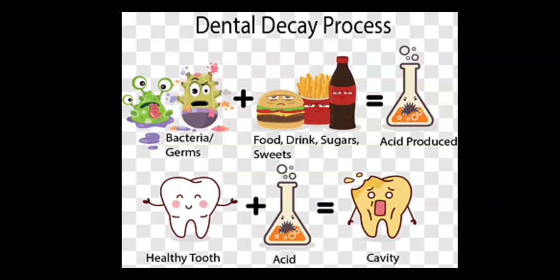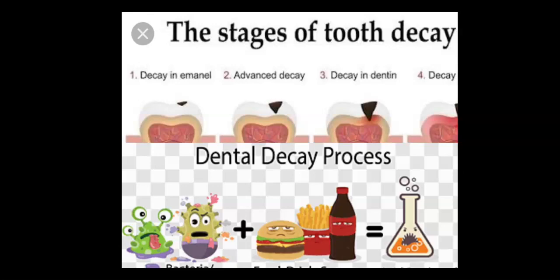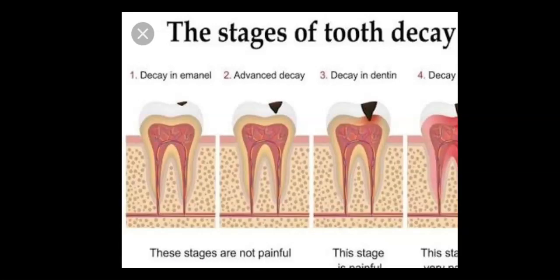Just see, first it was a healthy tooth, and then it became the what? Cavity. The cavity in the tooth. Now just see in detail here. In the next slide, the stages of tooth decay. As you can see, first, decay in enamel.